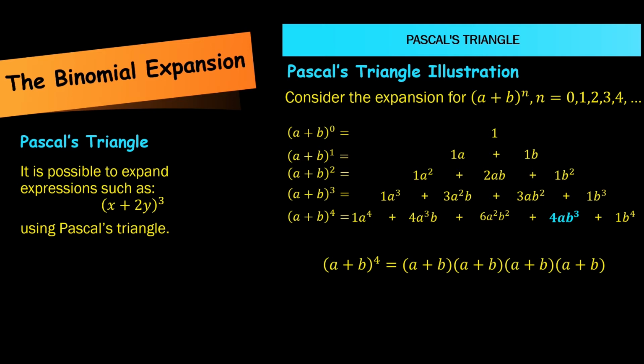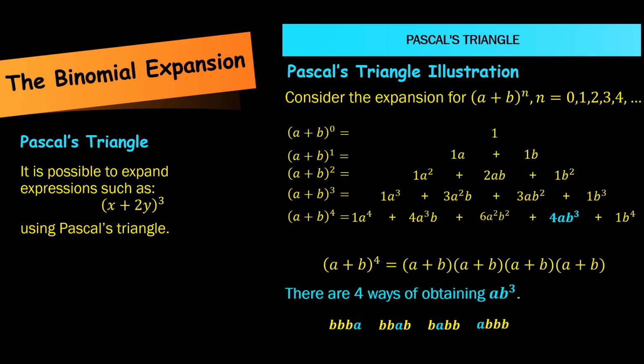Let's now consider 4ab cubed. How do we obtain the 4? Or how many different ways are there of obtaining ab cubed? We can either do BBBA or BBAB or BABB or ABBB. So there are 4 ways of obtaining ab cubed.